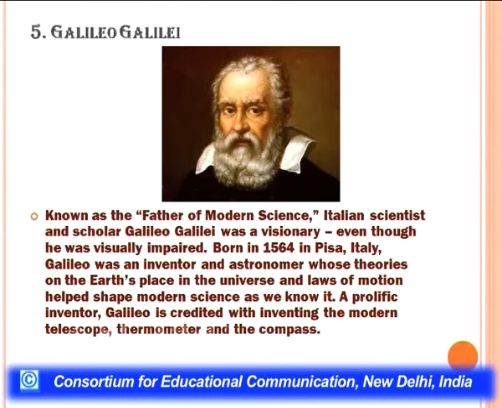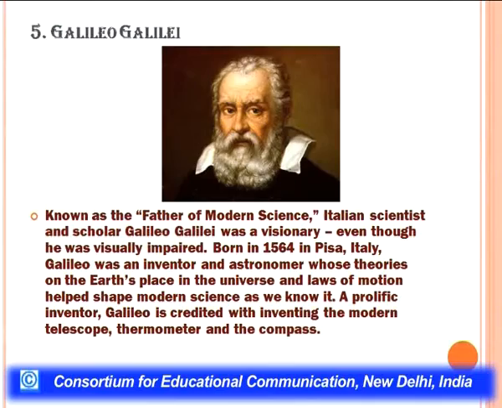Born in 1564 in Pisa, Italy, Galileo was an inventor and astronomer whose theories on the Earth's place in the universe and laws of motion helped shape modern science as we know it. A prolific inventor, Galileo is credited with inventing the modern telescope, thermometer, and compass.